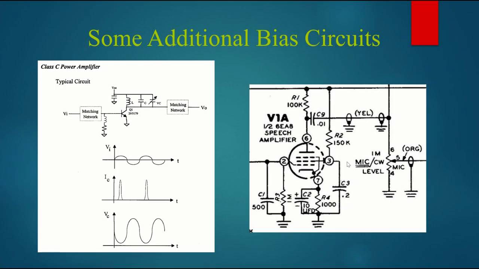Over here on the right is an amplifier. It's a segment of a 6EA8 vacuum tube. And the reason I threw this in is because it doesn't use a voltage divider. It uses a grid bias resistor here tied to ground, and then a cathode resistor here that voltage develops across it in the polarity shown. And it turns out that that creates a negative gate with respect to the cathode, which is what you want.